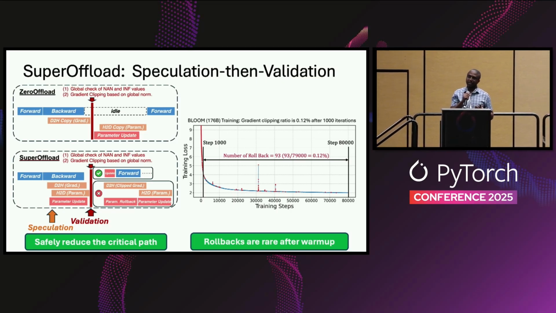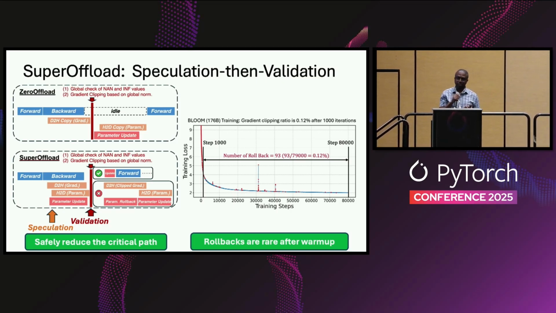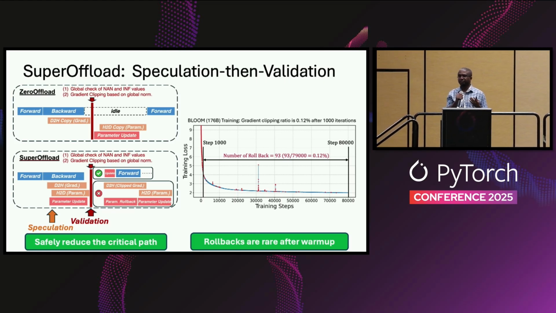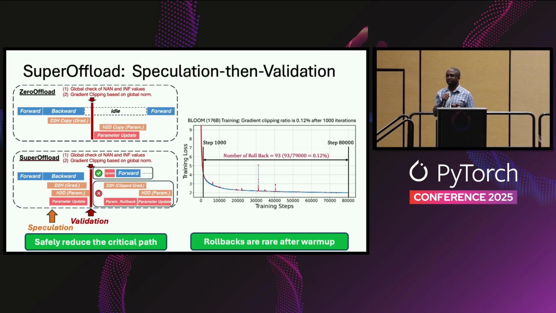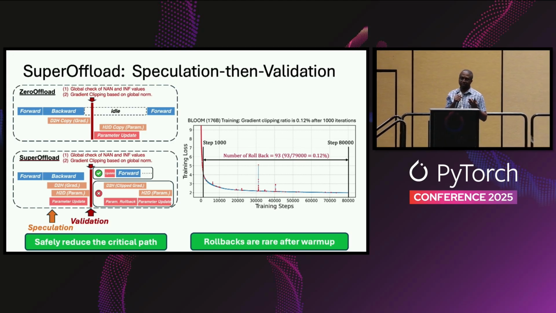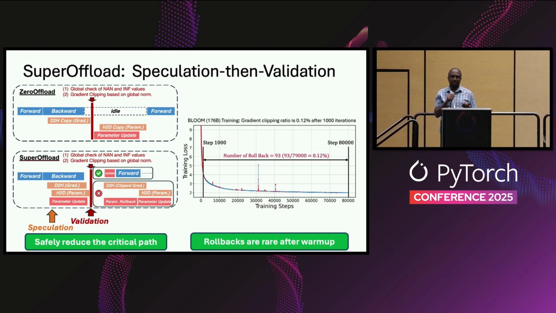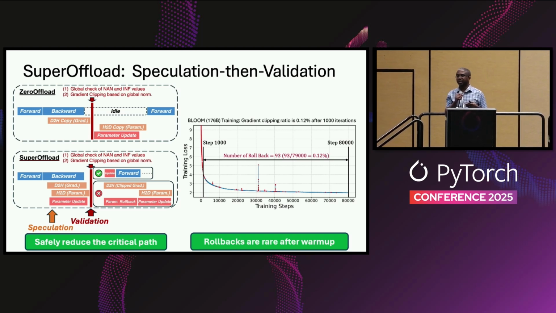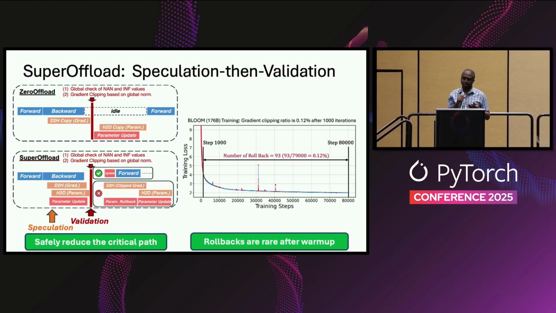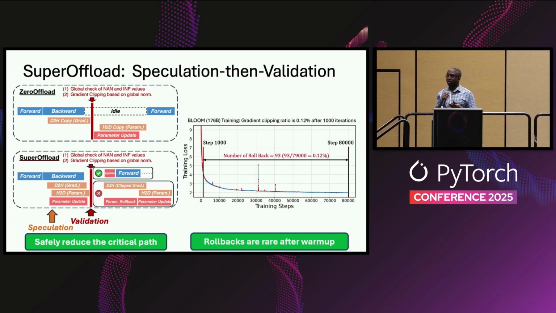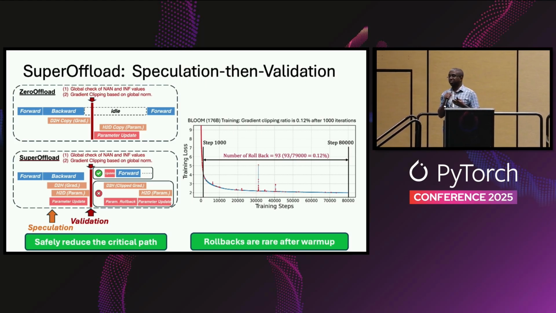So the first technique is what we call speculation then validation. Here, showing basically the flow, the top picture is showing how the traditional offloading approach works. There you have your forward pass, and then you have your backward pass, all of which take place on the GPU. At this time, your CPU is idle, and then we copy the gradients onto the CPU in order to do the optimizer computation on the CPU. While that is going on, that means your GPU is essentially idle. This is a huge waste.